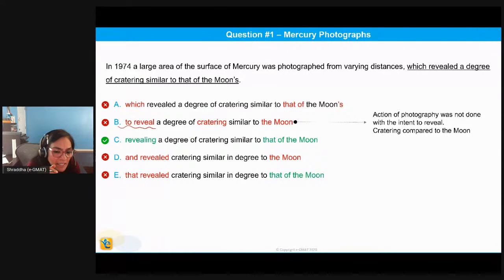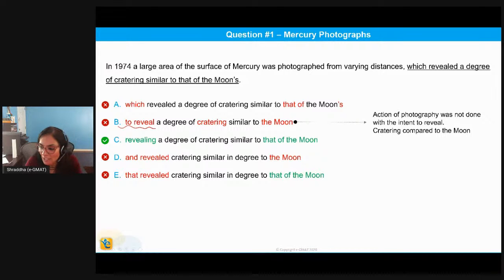Another error that we see here is "a degree of cratering similar to the moon." What is this sentence comparing? It is comparing a degree of cratering with the moon. It is not comparing the degree of cratering of Mercury with the degree of cratering of the moon, right? So again, we see this grammatical error in choice B. So choice B is definitely out.